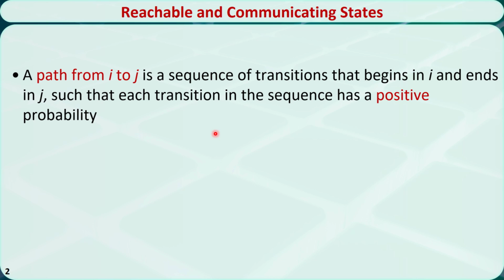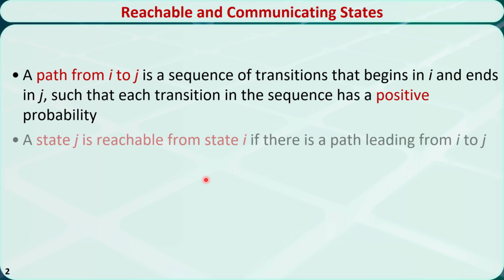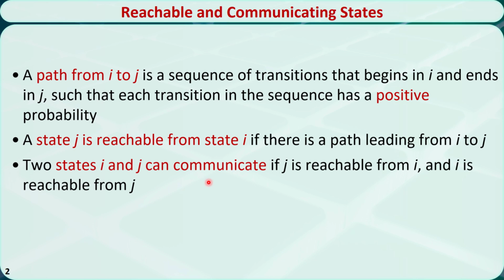In a Markov chain, a path from state i to state j is a sequence of transitions that begins in i and ends in j, such that each transition in the sequence has a positive probability. A state j is reachable from state i if there is a path leading from i to j. Two states i and j can communicate if j is reachable from i and i is reachable from j.